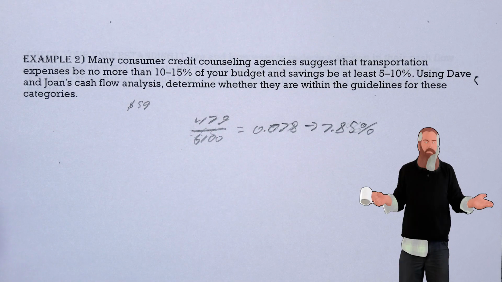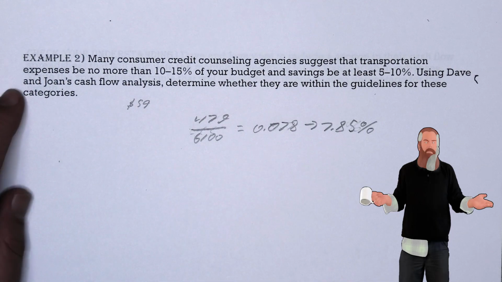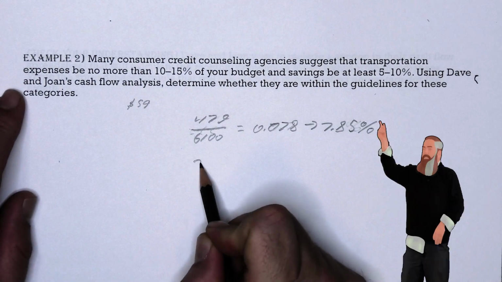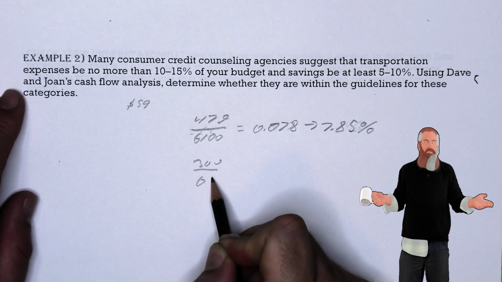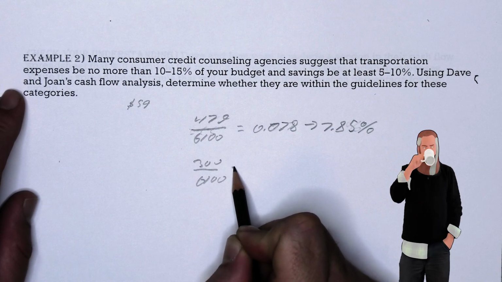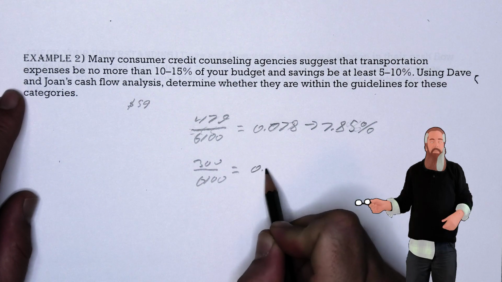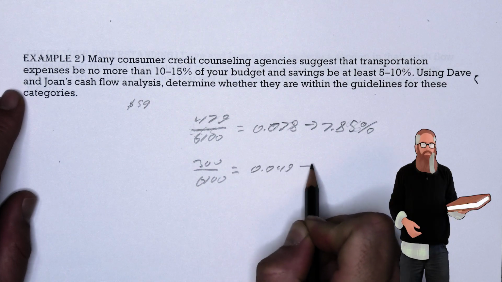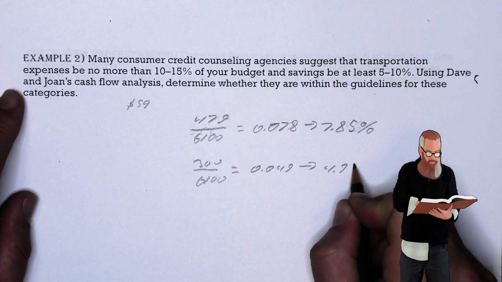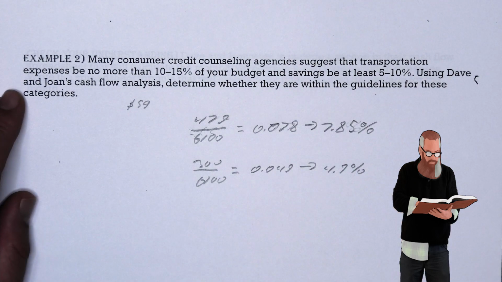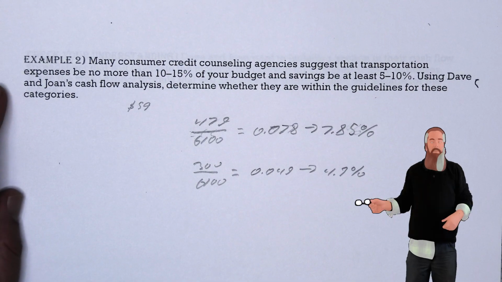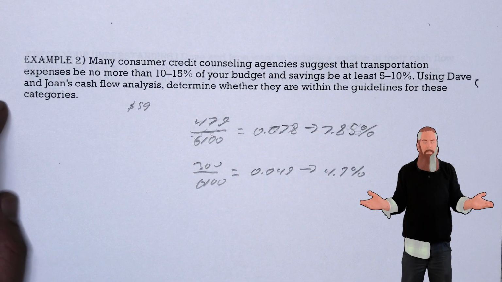Their budget amount of $300 per month for savings is about 4.9%. We can see that by doing 300 divided by their total income of $6,100 to get 0.049, which is 4.9% of their income, which is slightly less than the suggested percentage.